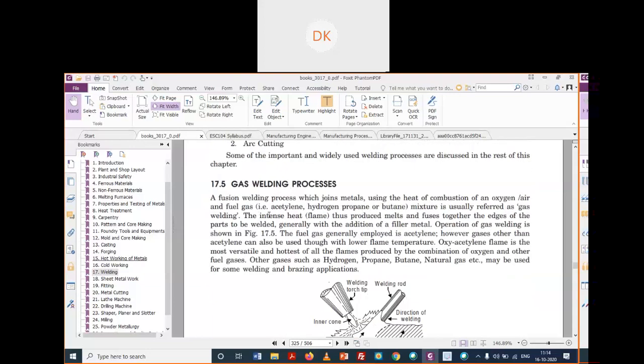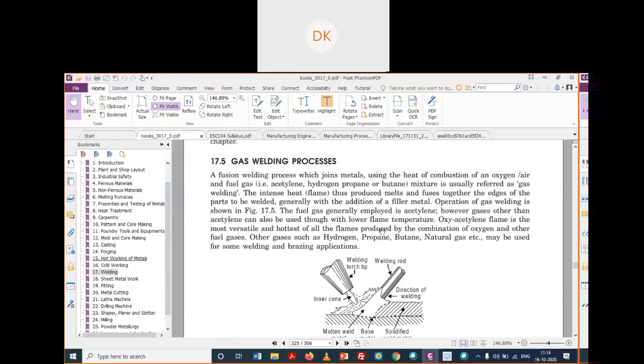Okay, so I'll read it for you. The intense heat flame melts and fuses together the edges of the parts to be welded, generally with the addition of a filler material. Normally in gas welding we have a filler material. Just remember that, but don't confuse it with brazing or soldering. Brazing and soldering cannot be done without a filler material. Whatever the material, without that it is not possible.